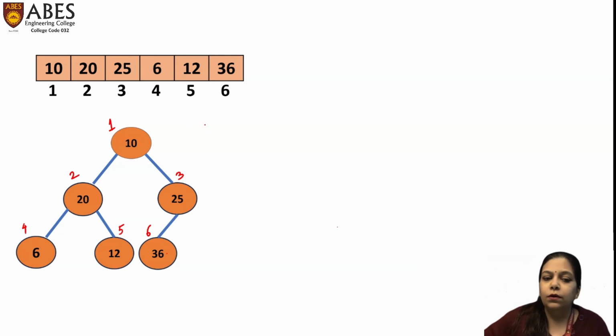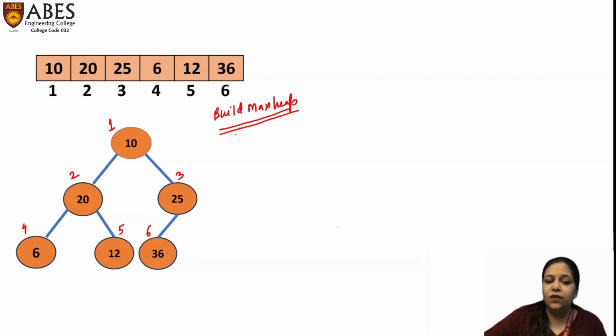Now, in order to sort these elements with the help of the heap sort algorithm, the first step that we have to do is make a max heap. We have to build a max heap out of this tree. We have to make a max heap out of this tree.